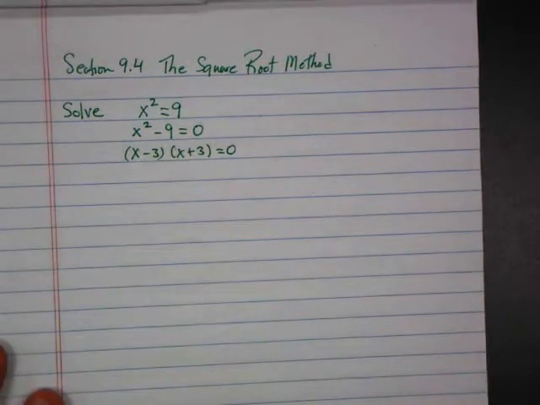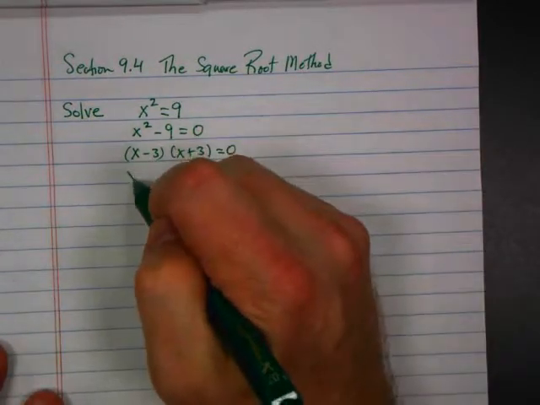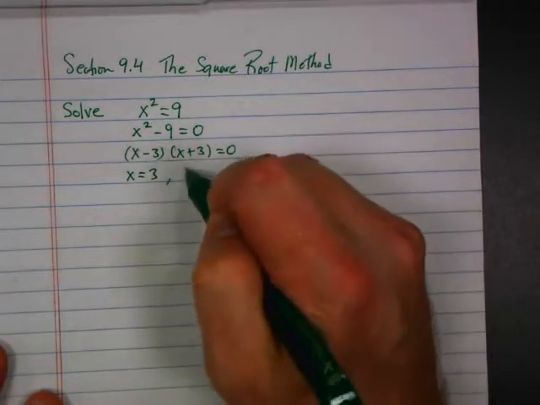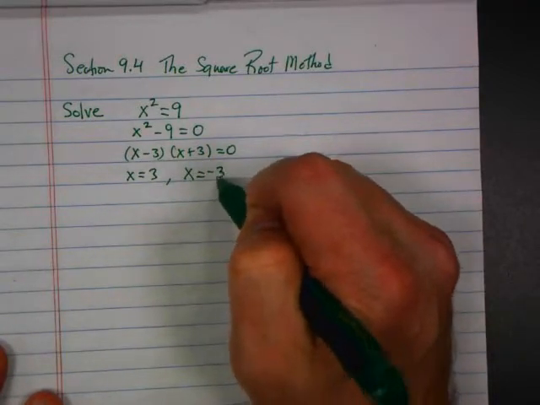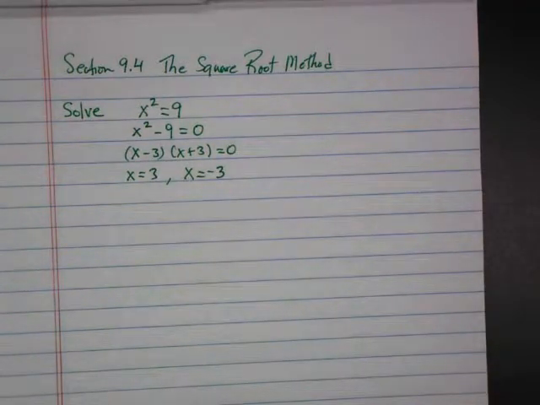So we get 2 answers. What are the 2 answers? x equals positive 3 and x equals negative 3. Why is negative 3 a correct answer? When you multiply, negative 3 times negative 3 is positive 9. So what do you think this thing called the square root method is all about? Perfect squares. Not necessarily perfect squares. We had the right idea.